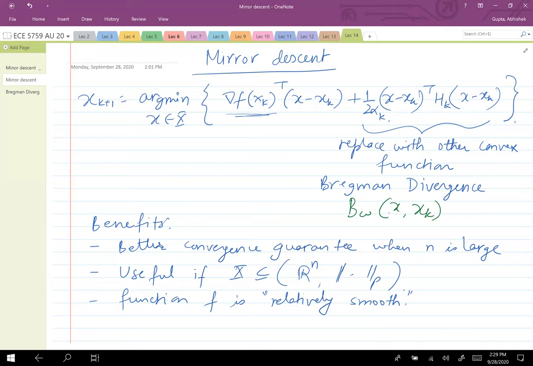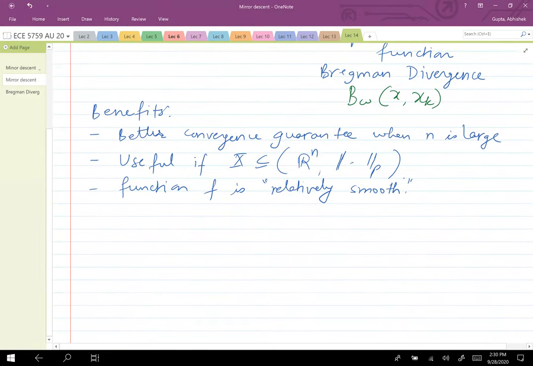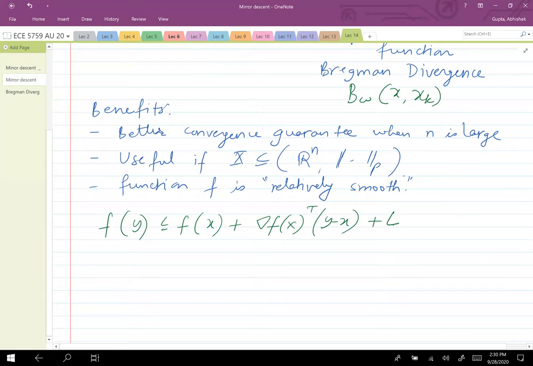Okay, now I can define what it means for a function f to be relatively smooth. It means that f of y is less than or equal to f of x plus gradient f(x) transpose (y minus x) plus some Lipschitz constant L times B omega of y comma x. This is the definition of relative smoothness, so f is relatively smooth with respect to omega.